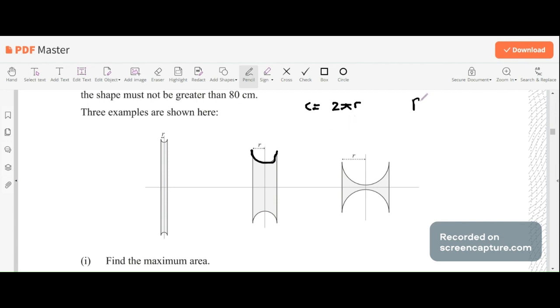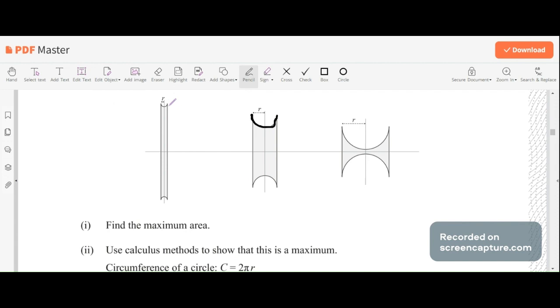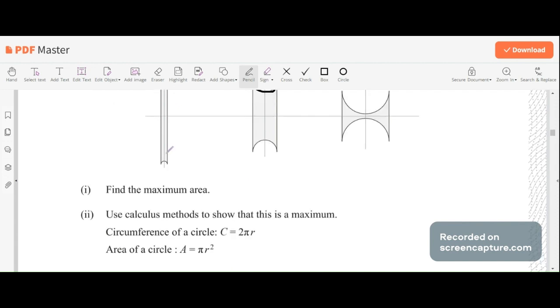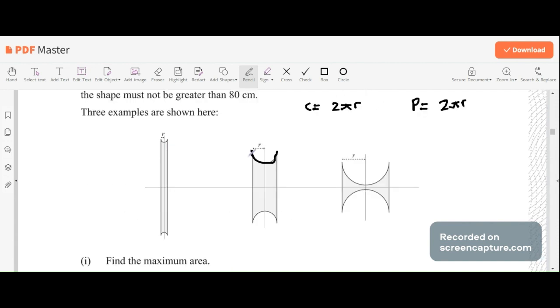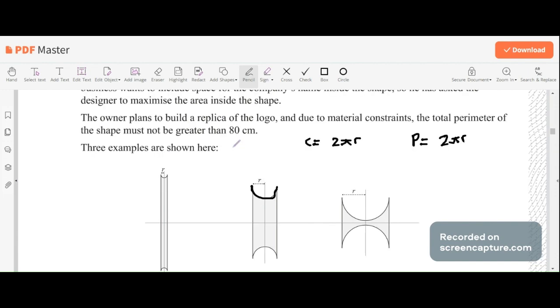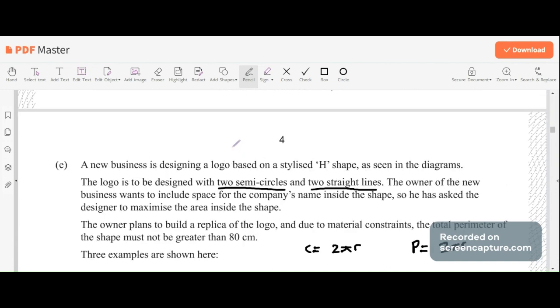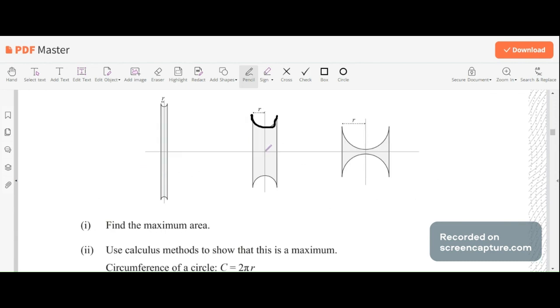So yeah, we can add our total perimeter. We put P equals, so it's going to be 2 pi r as the first part. And then we need to figure out an equation for the straight line. How are we going to do this, I'm wondering.